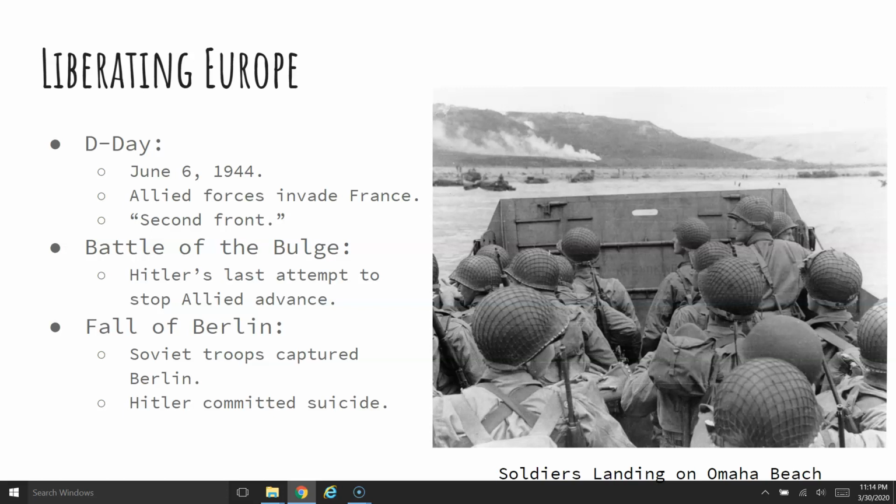By the end of April of 1945, the Russians had reached the outskirts of Berlin, which is the capital of Germany. It became very obvious that the war was over, and rather than be captured, Hitler committed suicide. And a week later, Germany surrendered to the Allies.